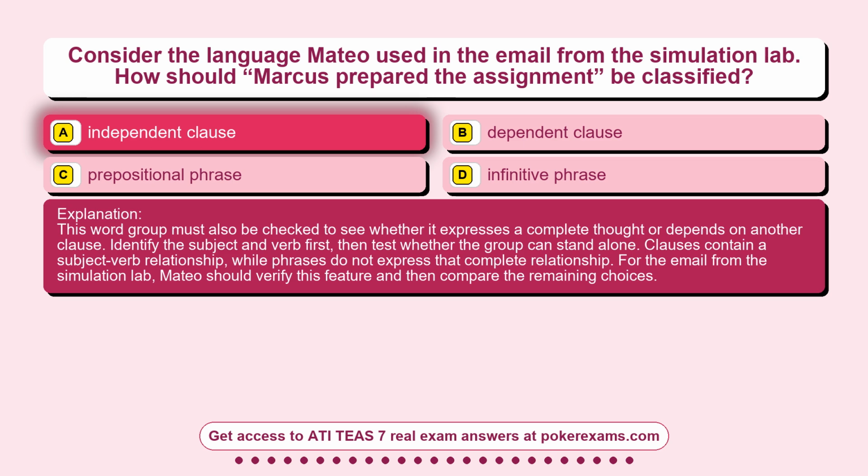Identify the subject and verb first, then test whether the group can stand alone. Clauses contain a subject-verb relationship, while phrases do not express that complete relationship. For the email from the simulation lab, Matteo should verify this feature and then compare the remaining choices.